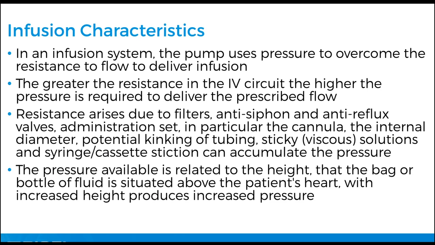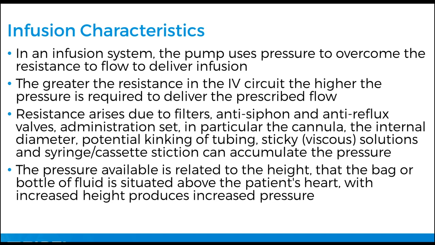Infusion characteristics. In an infusion system, the pump uses pressure to overcome resistance to flow to deliver the infusion. The greater the resistance in the IV circuit, the higher the pressure required to deliver a prescribed flow. Resistance arises due to filters, anti-siphon and anti-reflux valves, administration sets, particularly the cannula, the internal diameter of the tubing, potential kinking of tubing, sticky or viscous solutions, and syringe cassette stiction can accumulate all of these pressures. So it's the system really where you can have this almost residual type of pressure.